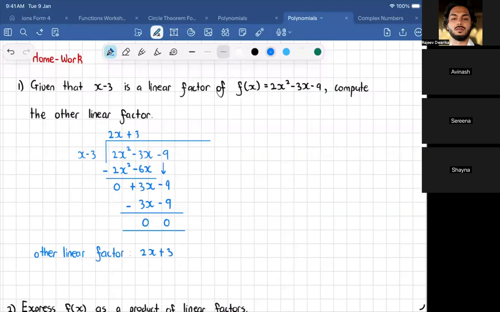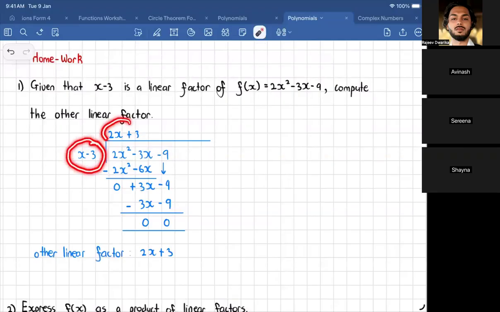You okay with that? Yes, sir. And Avinash, just remind me, if I multiply the x minus 3 by 2x plus 3, what am I supposed to get back? The dividend. Yes, the dividend.